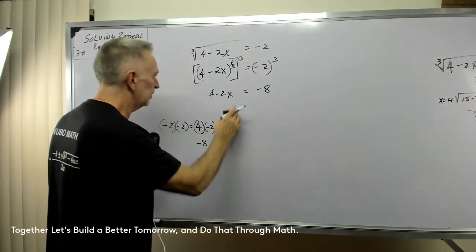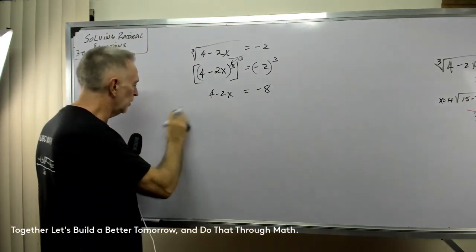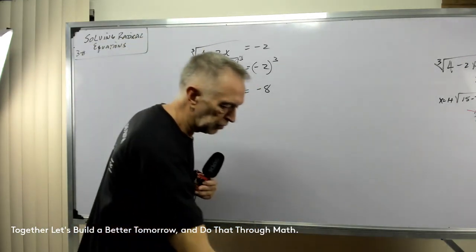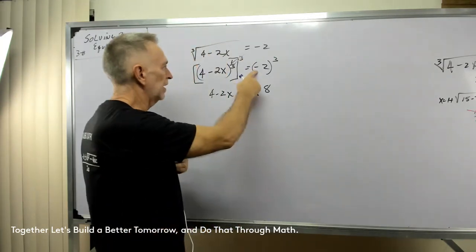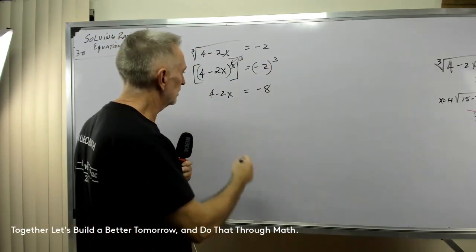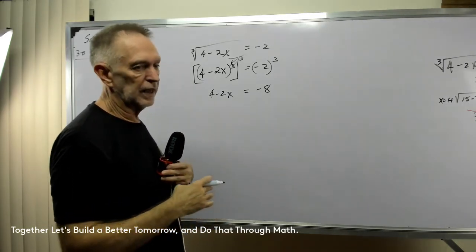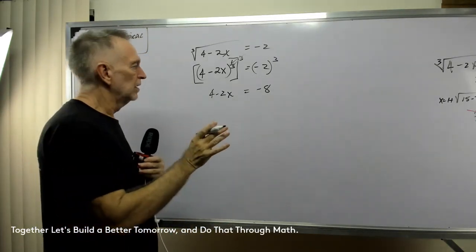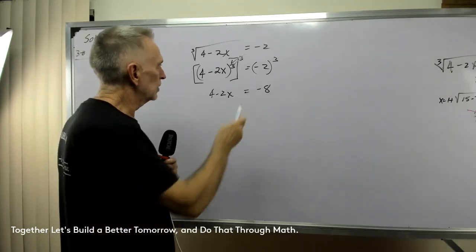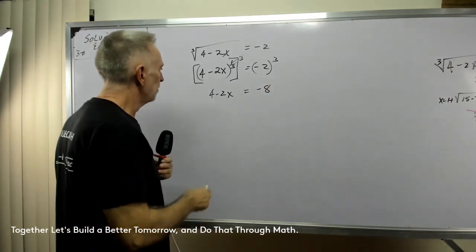So anytime you have an odd number of times you're multiplying something together, if you have a negative there, you keep the negative because it ends up there. If it's even, then the negatives, negative times negative, they go away. But when it's odd number, it stays there.